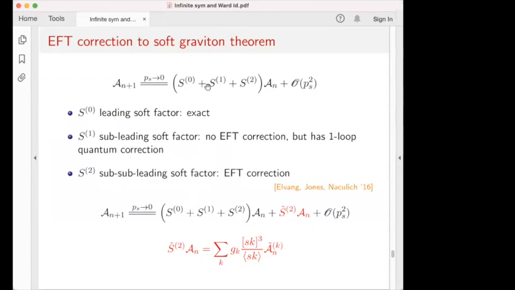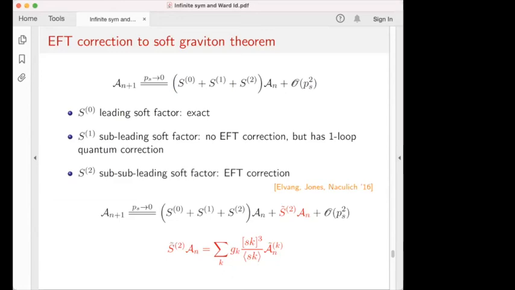So the graviton soft theorem has the leading soft theorem, subleading soft theorem, and sub-subleading soft theorem. The leading one, S0, is known to be exact, and for S1, the subleading soft factor, it is known that there is no EFT correction, but it has a one-loop quantum correction. But at the sub-subleading order, we have an EFT correction. In this case, we have this red part, and this is the sub-subleading EFT correction.